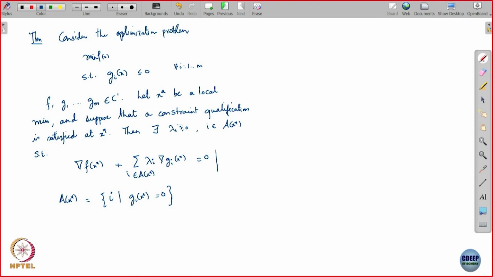This condition was called the KKT condition, due to Karush, Kuhn and Tucker, and the lambdas here are called the Lagrange multipliers.